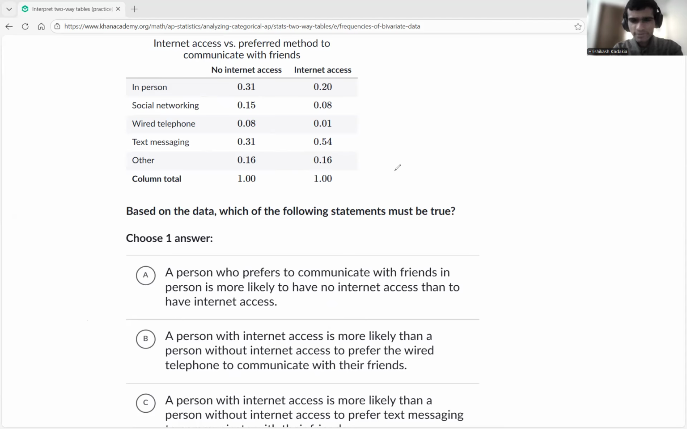Well, this one is actually, if we take a look now, see, 0.0. So actually, they're less likely, because wire telephones generally don't require internet. So the person with internet access is actually less likely than a person without internet access to prefer the wire telephone. That would be incorrect. So A and B are incorrect. We just rule them out.